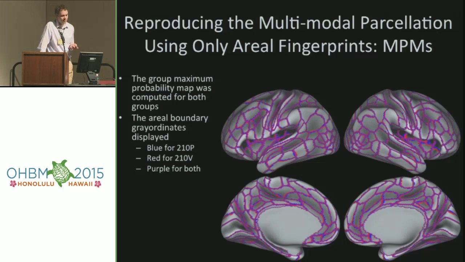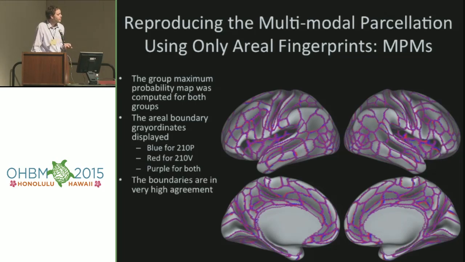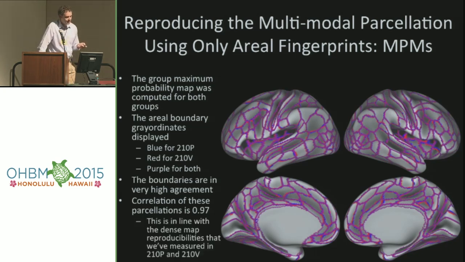So the two groups show very similar parcellations, despite the fact that one of those groups was not used to define the parcellation at all or to train the classifier. So these boundaries are in very high agreement. Actually, the correlation of the parcellations is 0.97 at the group level. And this is in line with what we see for the group average dense maps for the various modalities, which is very high in HCP data if we do the careful processing.